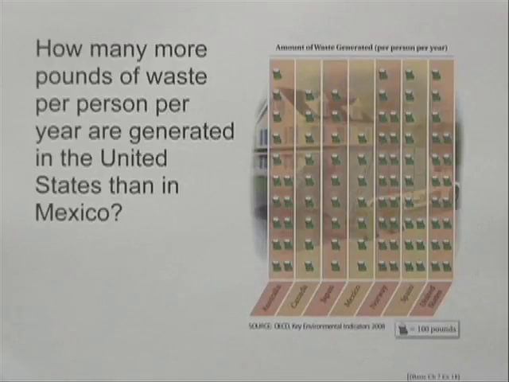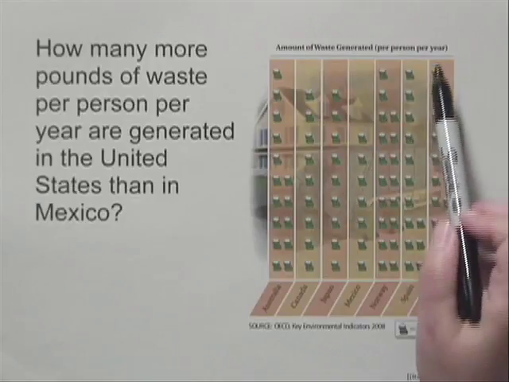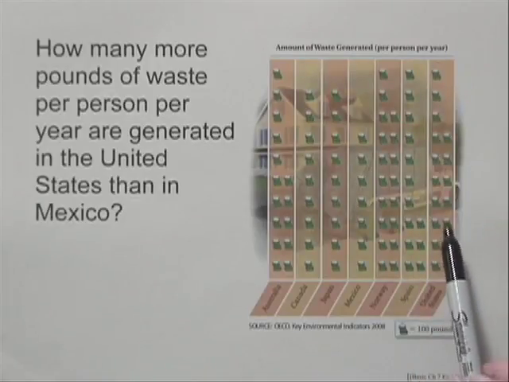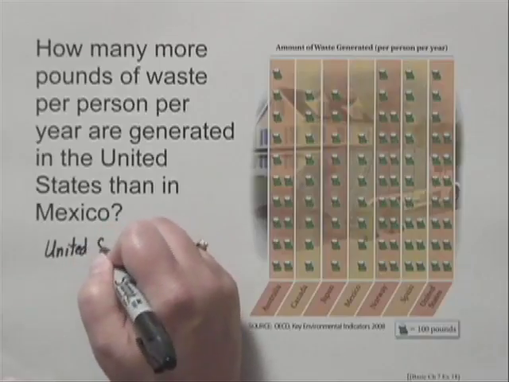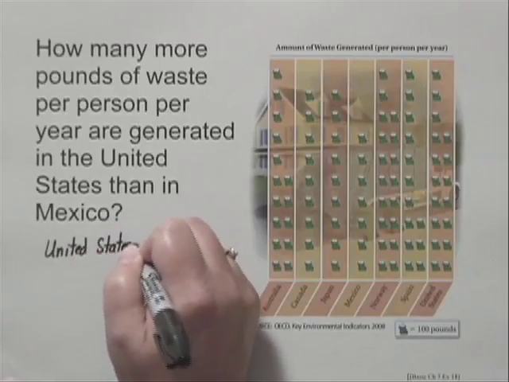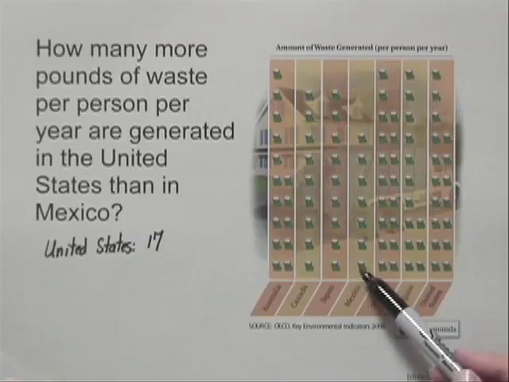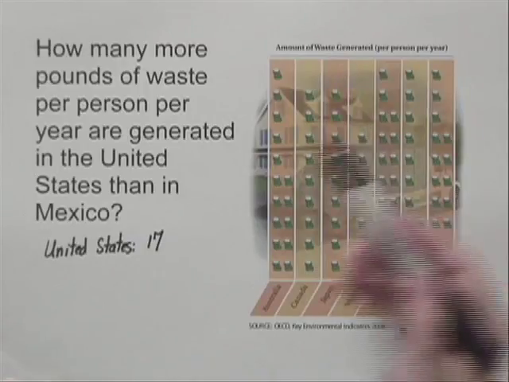Well, before working with a pictograph, let's see what the symbol represents. And we see that the symbol used in the pictograph represents 100 pounds of waste generated per person per year. So let's first find the number of symbols in the United States. We have 10 in the top row here, 11, 12, 13, 14, 15, 16, 17 symbols for the United States. And in Mexico, 1, 2, 3, 4, 5, 6, 7 symbols.